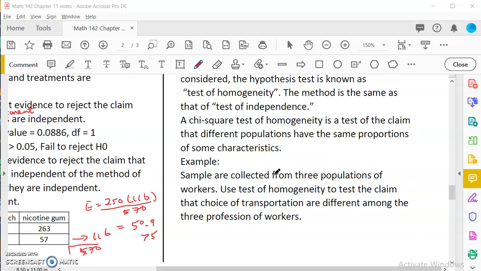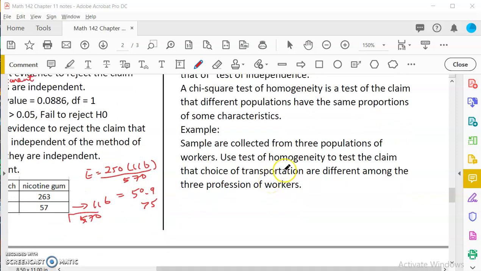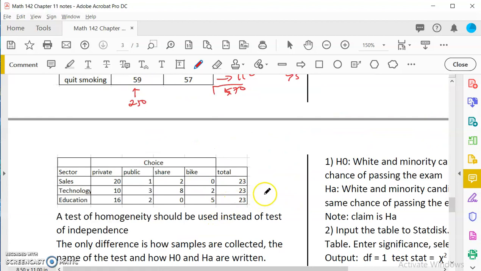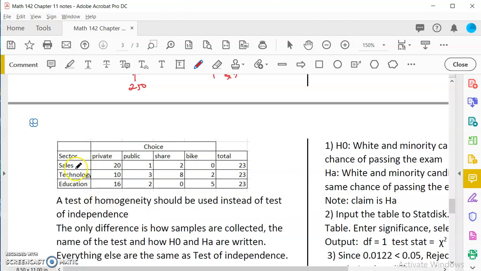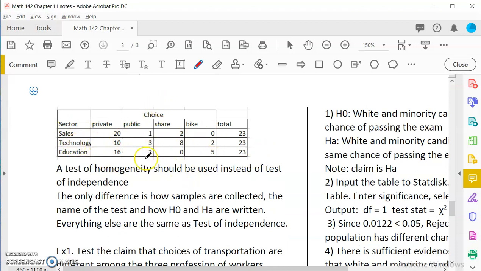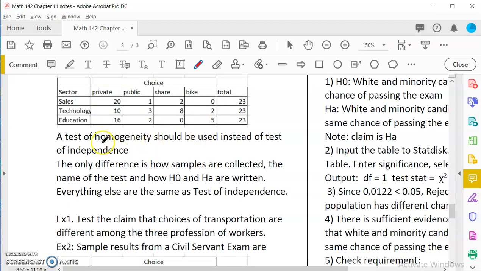So the chi-square test is the test of claim that different populations have the same proportion of some characteristics. For example, we look at how 3 different populations of workers choose to commute to work, the choice of transportation. Of 23 sales people that we interview, 20 choose private, 1 chooses public, 2 choose share, whereas for 23 technology professionals, 10 choose private car, 3 use public, 8 use share car, and 2 use bike, etc. The horizontal rows, sometimes it's columns, are the 3 populations, and the vertical columns are the choice of transportation to work. So the homogeneity test will be testing between these 3 populations whether their choices are the same.